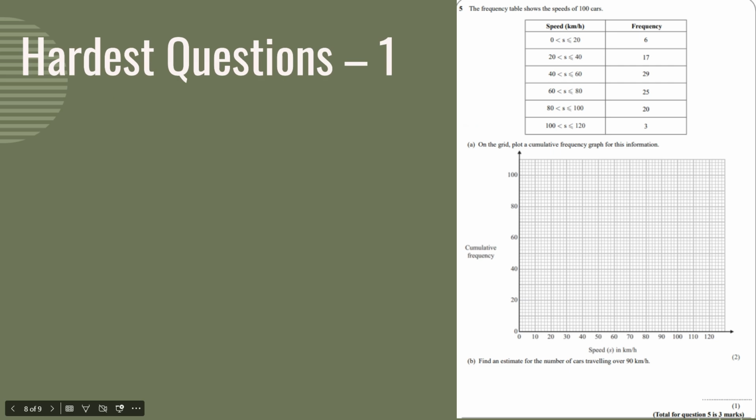Here are some of the hardest exam questions you'll probably be asked on cumulative frequency. Have a go, pause the video, and unpause when you've done. So, the frequency table shows the speed of 100 cars. Part A, on the grid, plot a cumulative frequency graph for this information. Now, we are given modal classes and a frequency, but no cumulative frequency. We're going to have to work that out.